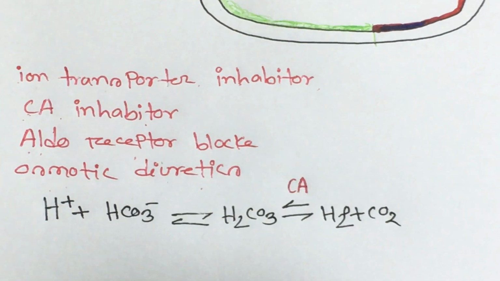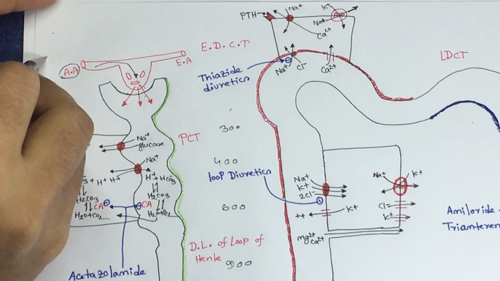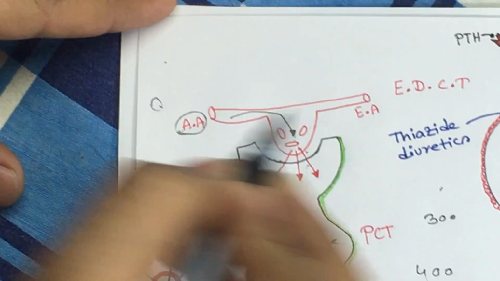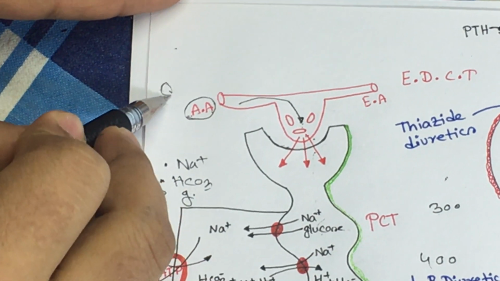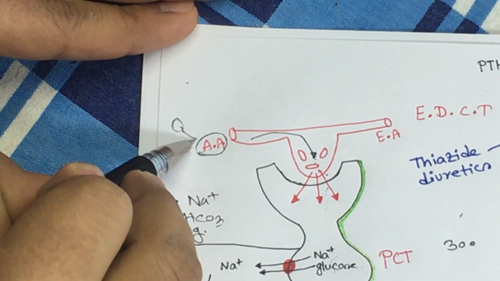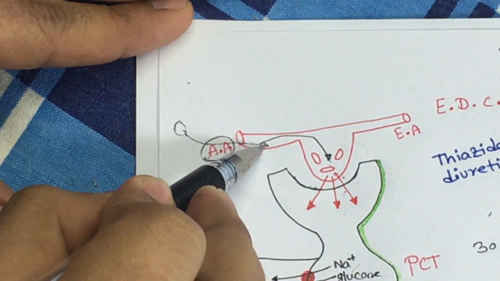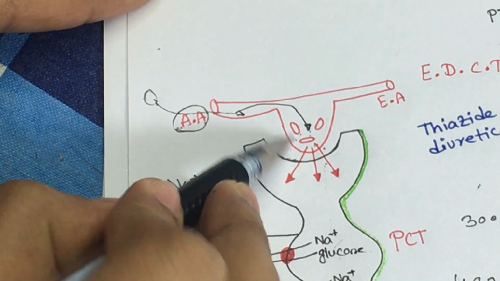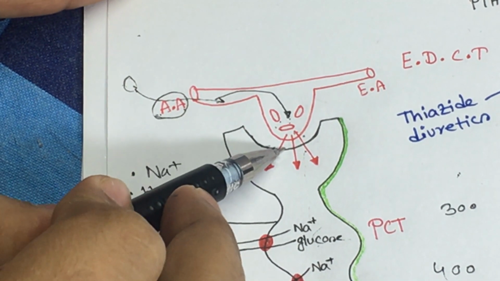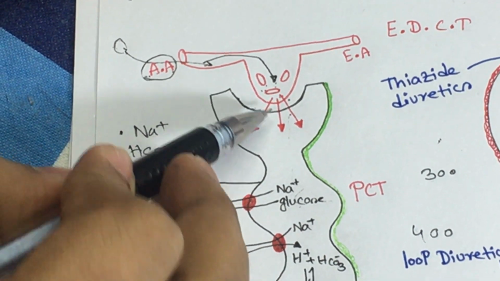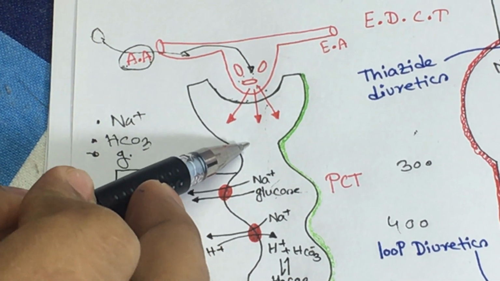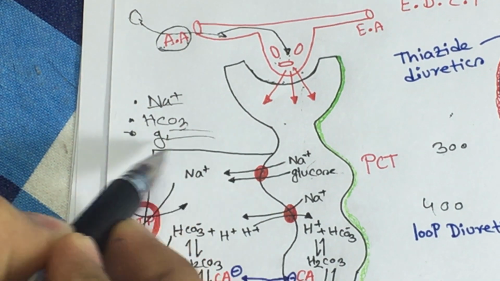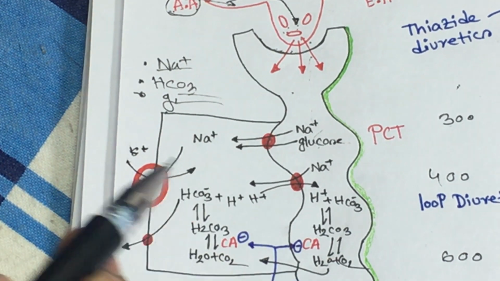If this is the renal artery, from here it breaks down into afferent and efferent arterioles. So from here, blood will come. In this blood we have plasma. By the glomerulus, protein-free plasma will be filtered. So in the tubular fluid we will get sodium, bicarbonate, glucose, calcium, and some other things.